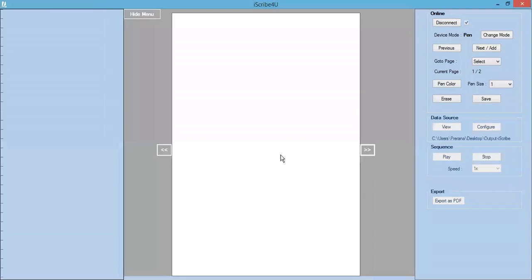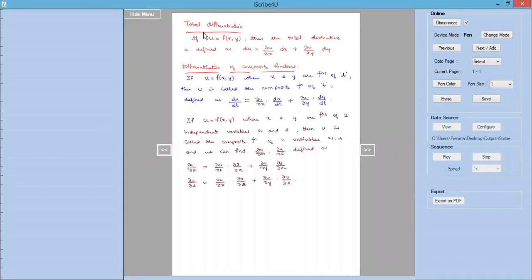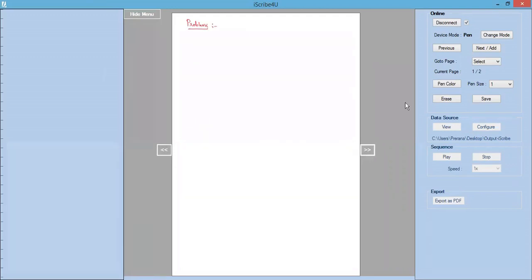Now we will see problems. So we will do problems on the total derivative concept and the composite functions, using the above formulas that we discussed.